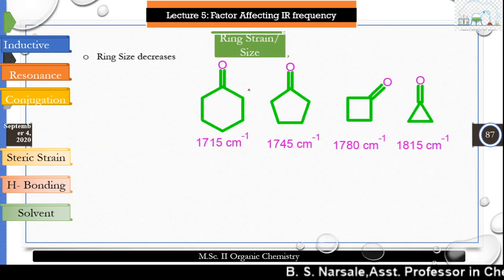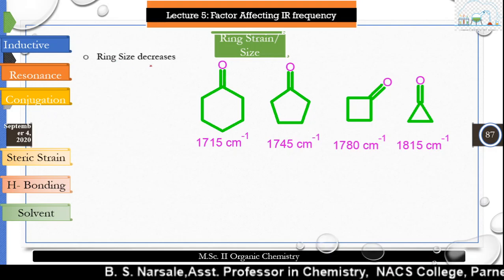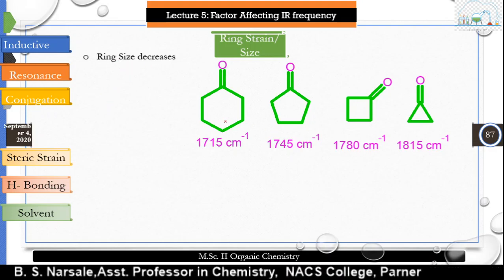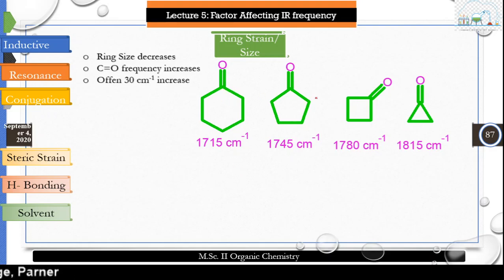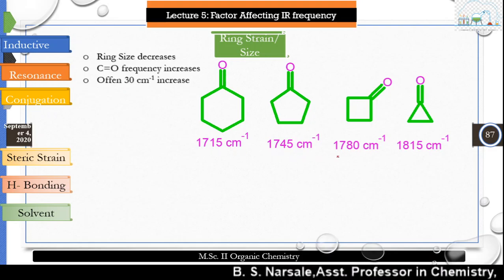How does ring strain happen? All of you know, ring strain is nothing but the ring size. If you go from a 6-membered to a 3-membered ring, what happens? The internal bond angle decreases and the stretching frequency increases, and the increment observed will be only about 30 cm⁻¹.